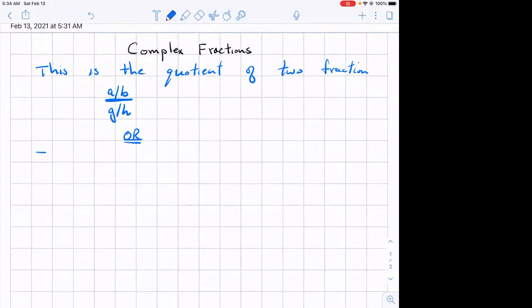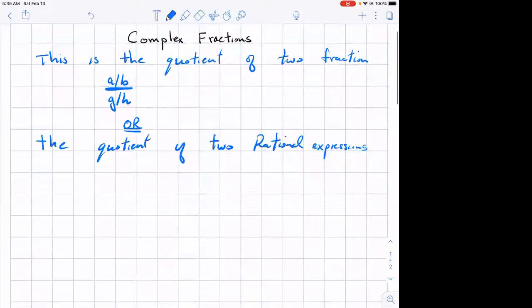Or the quotient of two rational expressions. So an example in this case would be, let's say, 1 over x plus 1 over y, divided by 1 over x minus 1 over y. So it's just a fraction divided by a fraction.